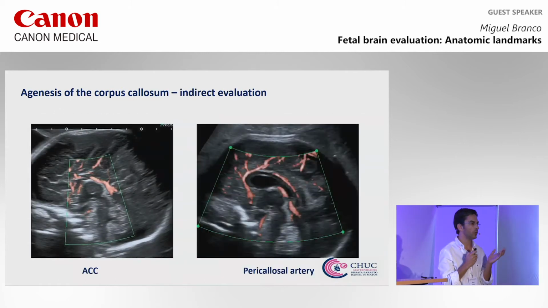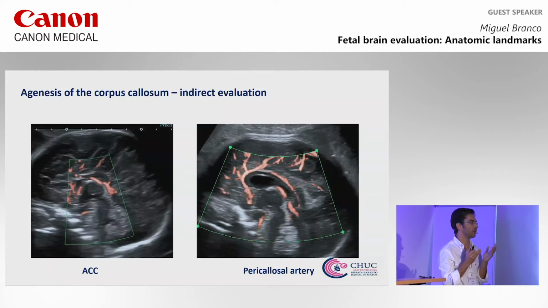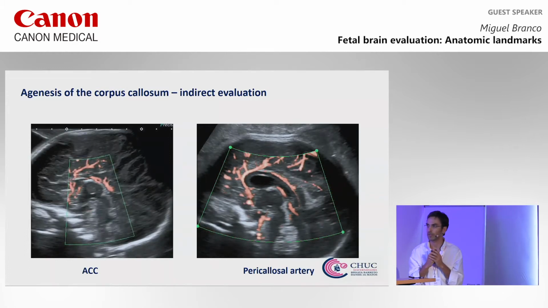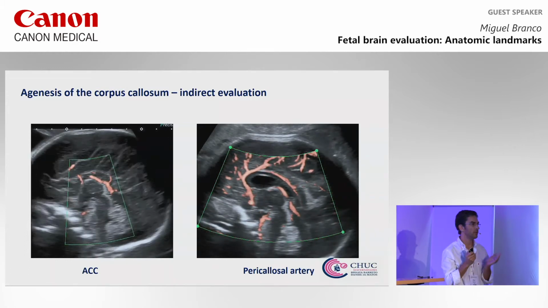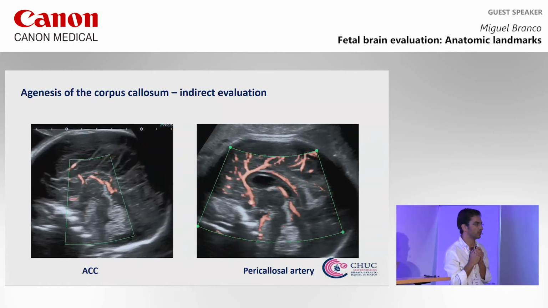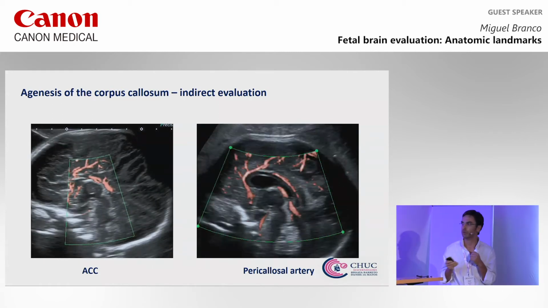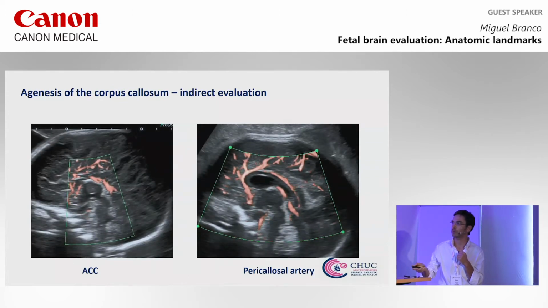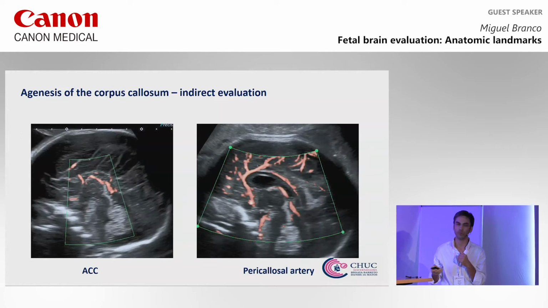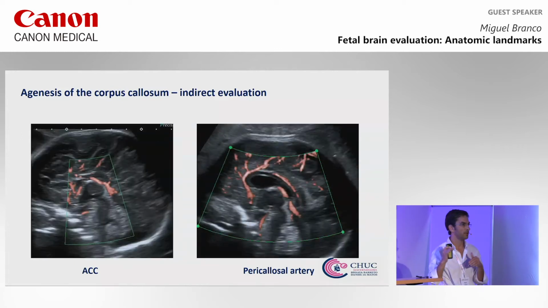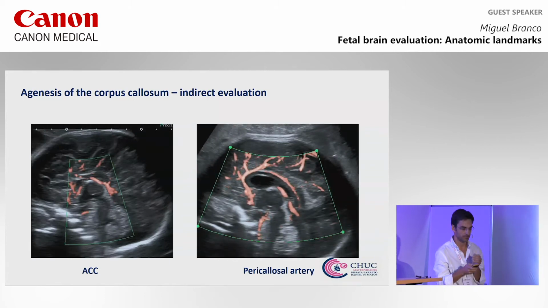We can use Doppler interrogation, but it's not really important for this diagnosis. In the complete agenesis, the anterior cerebral artery fails to form the loop to the pericallosal artery. It's more interesting to see here the veins, the internal cerebral veins, and the vein of Galen, because we are using in this case SMI, that is a low-velocity Doppler.